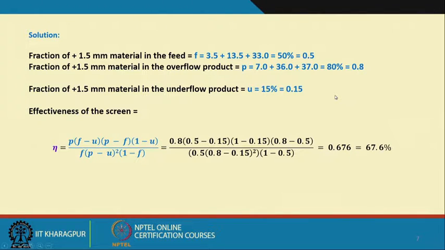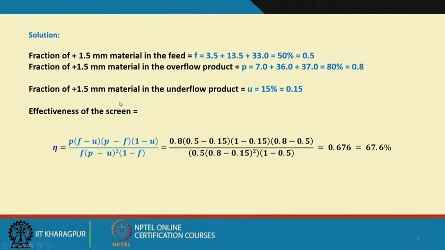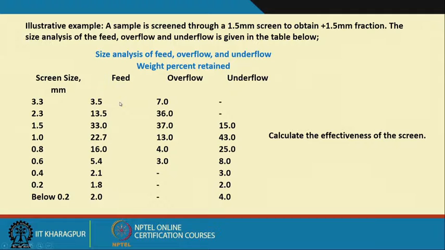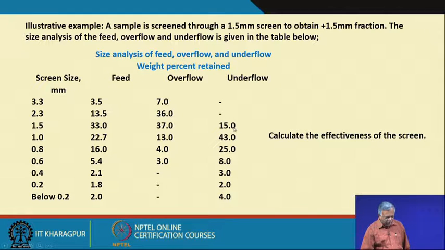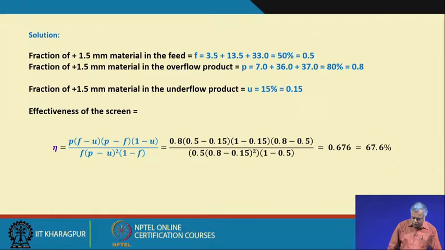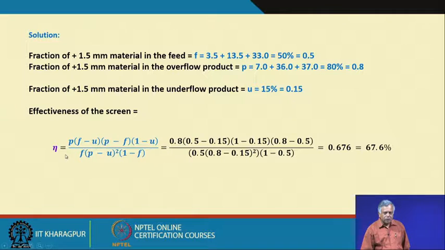Okay. Now, similarly, I have to look at what is the small u, that is how much of plus 1.5 material is there in the undersized product. Okay. So, let me go back to this. So, let us see that at 1.5 it is only 15%. So, that will be equal to 0.15. Now, effectiveness of the screen is written as, because you cannot make u equal to 0, because here you have got 0.15, I have to use the whole equation.